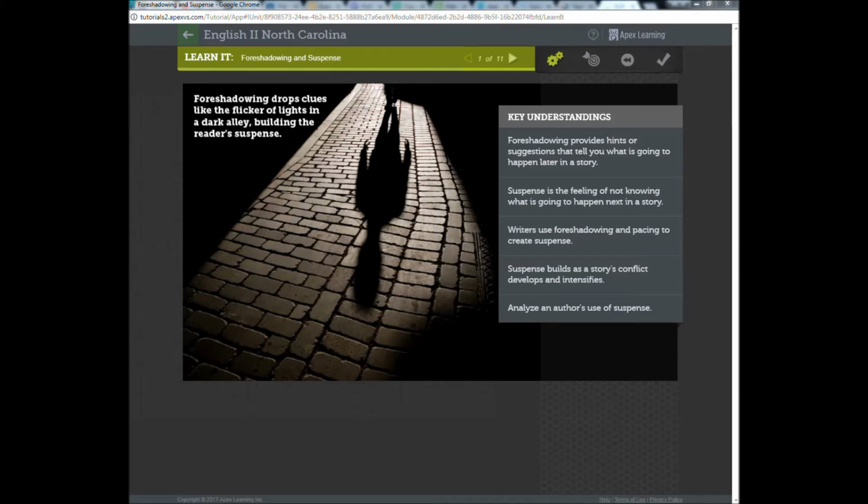And that's what this Power Standard is about. All we're doing is taking the tools we know, the tricks that we know the author has in their arsenal, and then the devices they use with those tricks to keep us entertained, engaged, hooked, invested, and interested in the story.